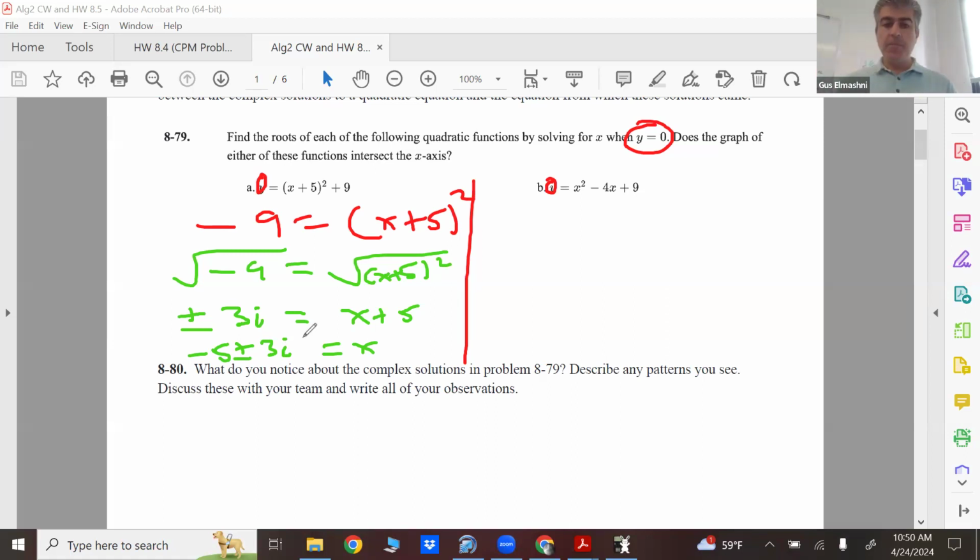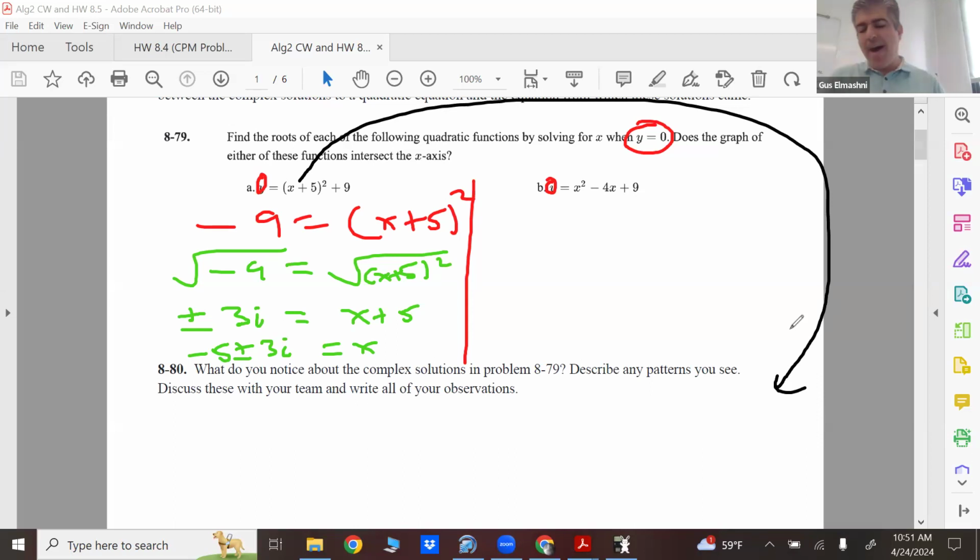So like that, how we did -5, plus or minus 3i. If we did plus or minus 3i minus 10, that's fine, but usually I like to write -5 first. There's no harm in doing that, but usually you want to write the real number first and the imaginary number second.